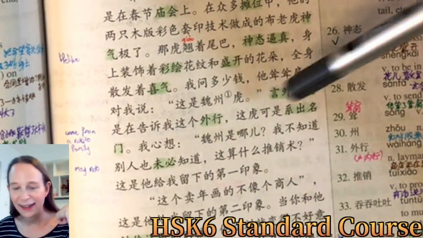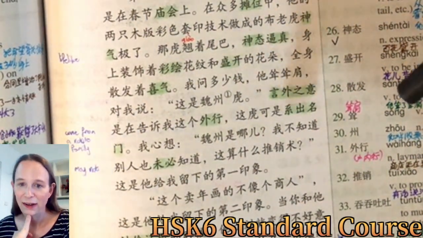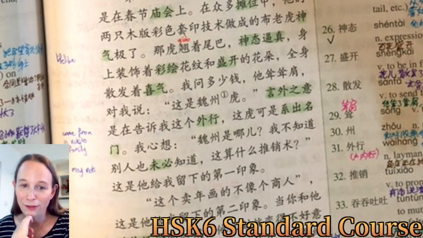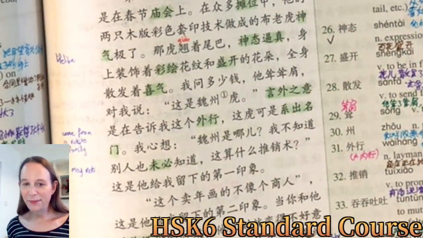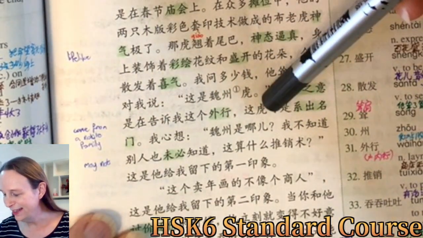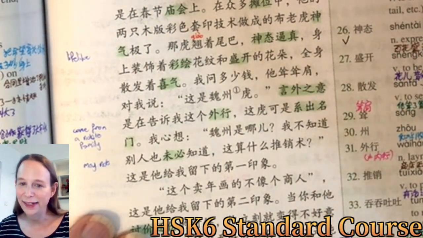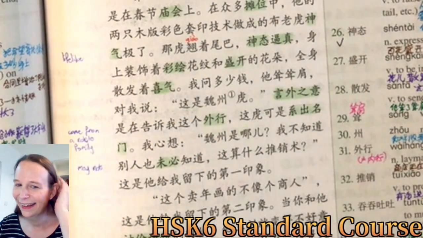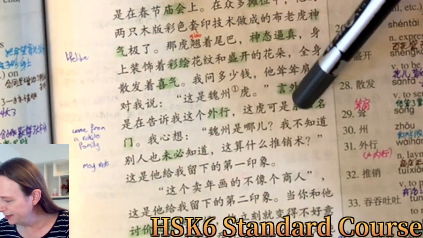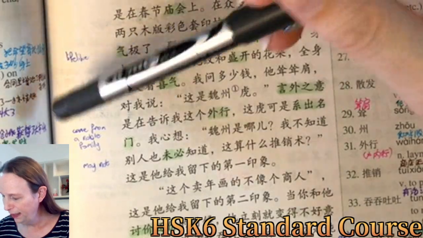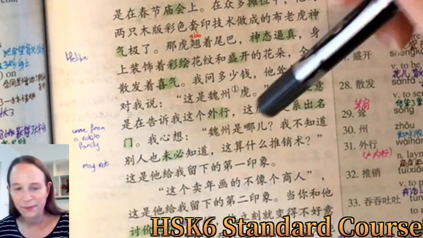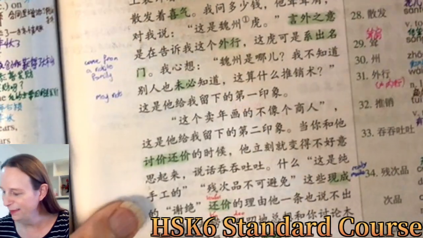All right, so 言外之意, 言, like words, speech, right? So other than the literal words, 之意, the meaning thereof. So the meaning of the unspoken words, the implication when you say this is that, yeah, I could explain it, but you won't understand it. What is this one? 系出名门, come from a noble family. 这虎可是系出名门, yeah, I don't know this Cheng Yu, but it exists, it seems.